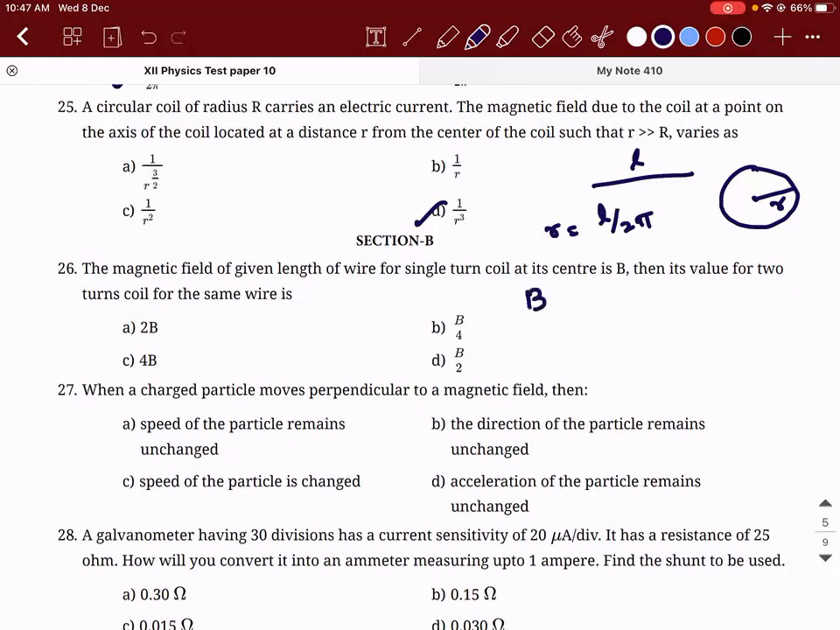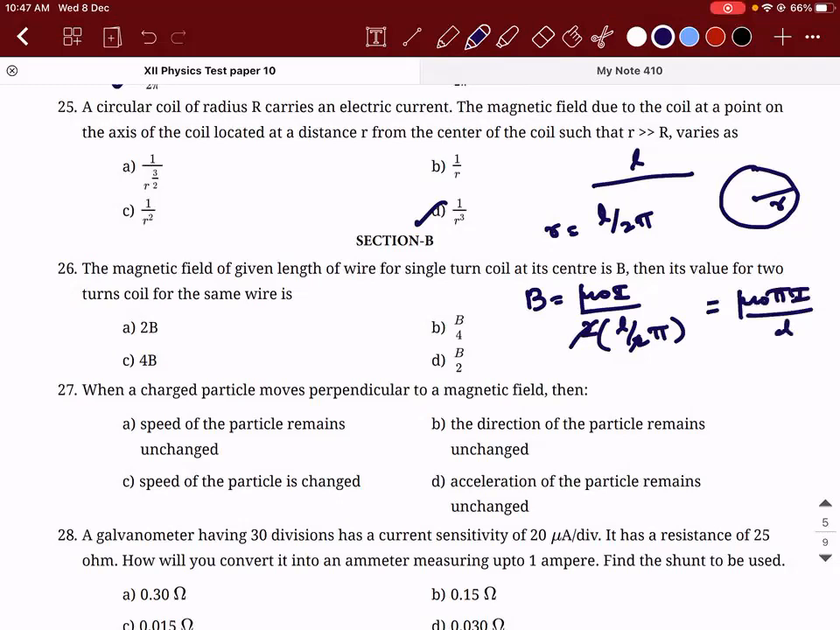So what will be the magnetic field at the center? Mu naught I divided by 2R. So 2 into L divided by 2 pi. So 2 and 2 will get cancelled. Mu naught pi into I divided by L. Correct? So this is for the first one.